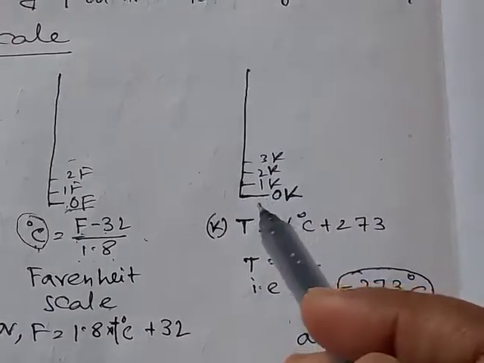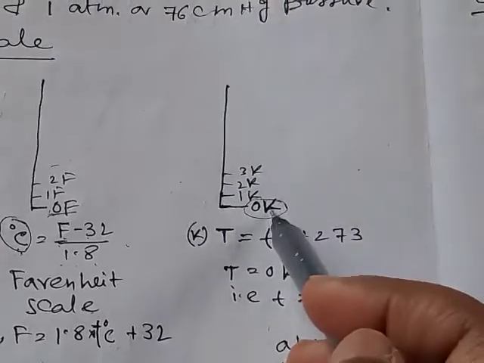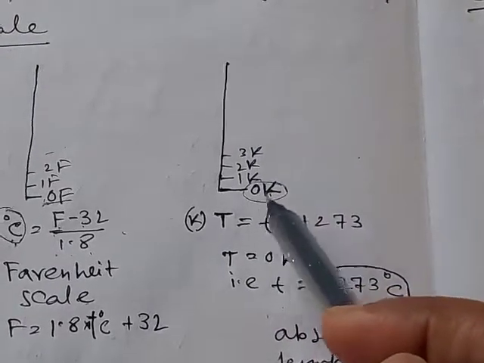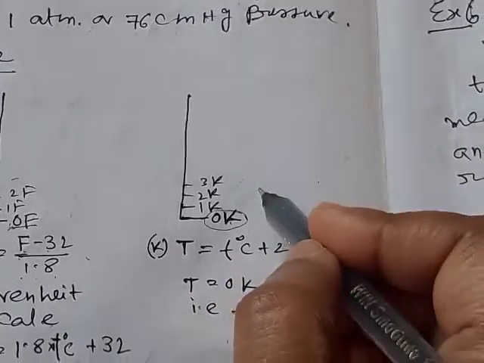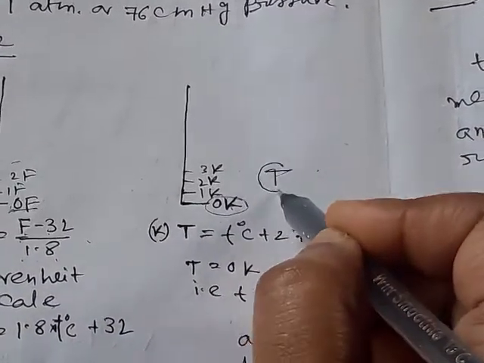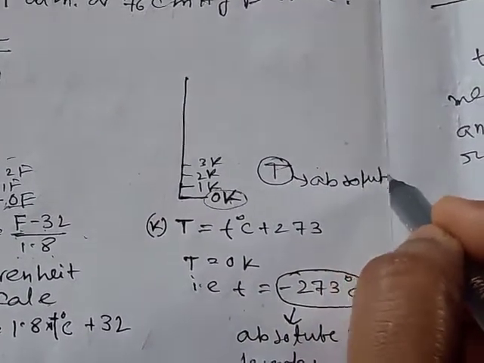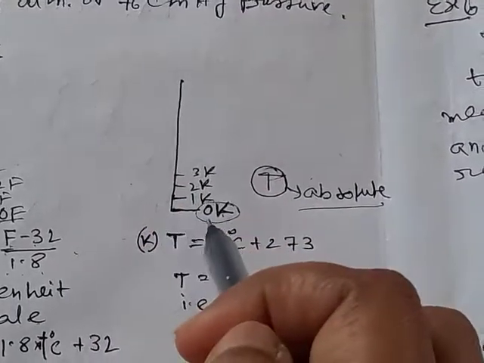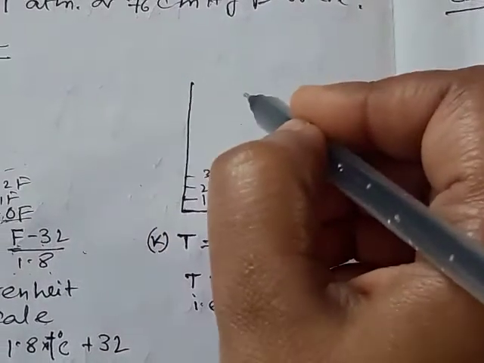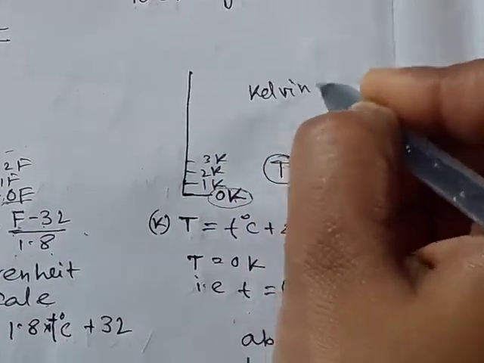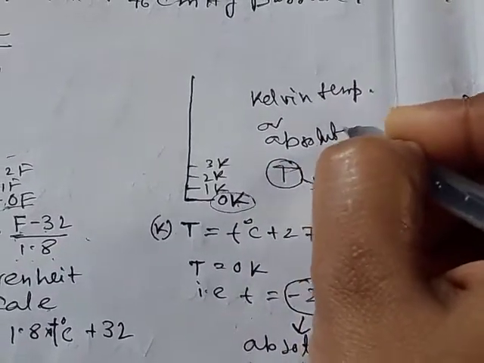Now another temperature scale, that is the Kelvin scale. This scale also starts from 0 Kelvin, and there is a relation between degree Celsius and the Kelvin scale, and this Kelvin temperature is given by capital T. This temperature is also called absolute temperature. So this scale is also called the absolute temperature scale or Kelvin temperature scale.